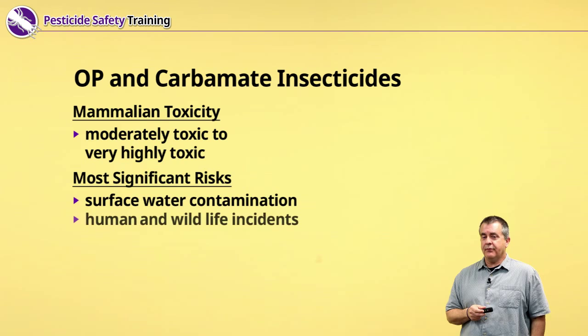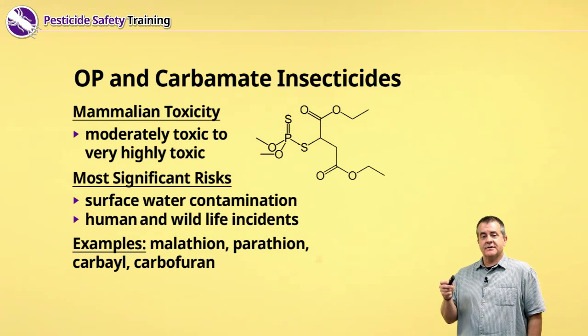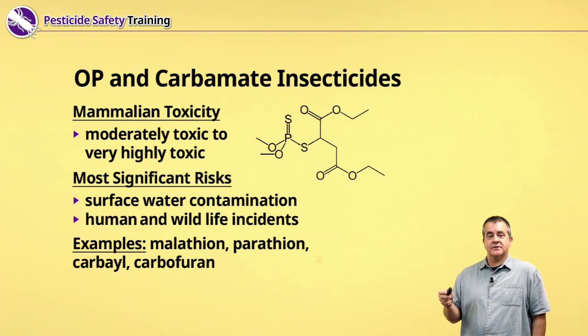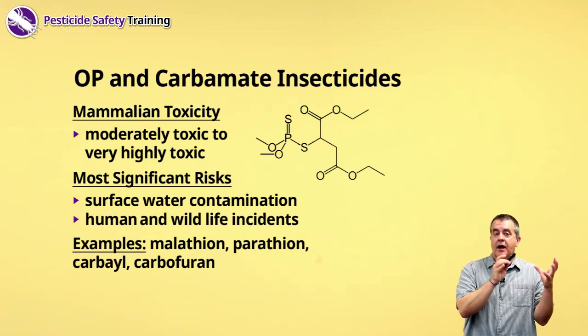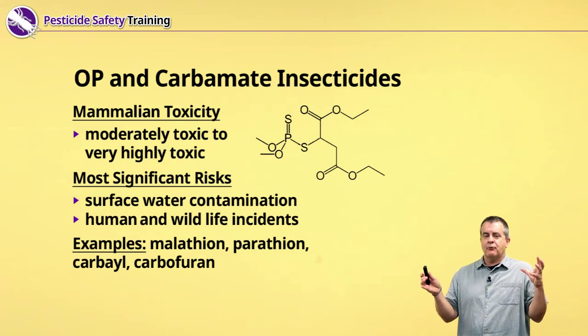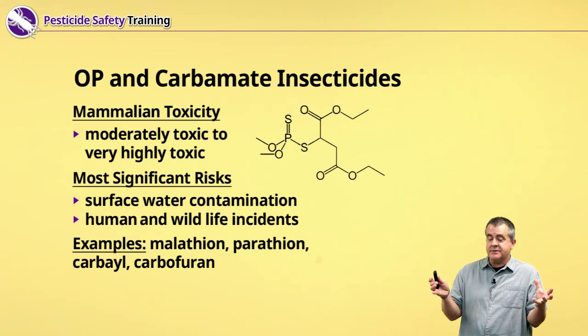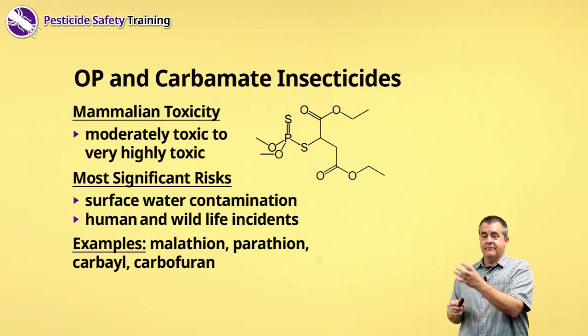They're toxic both to invertebrates, like insect pests, but they also have the same mode of action, the same toxicity risk to mammals, including humans. So they're mammalian toxicity, and you've got to understand there's a lot of organophosphates, and there are a number of different carbamates. They range in toxicity, mammal toxicity, from the moderately toxic all the way to the very highly toxic.